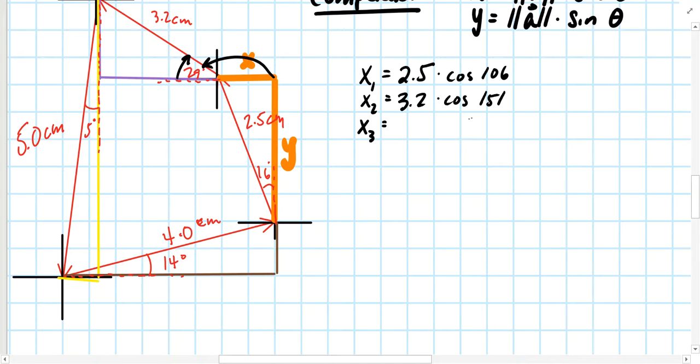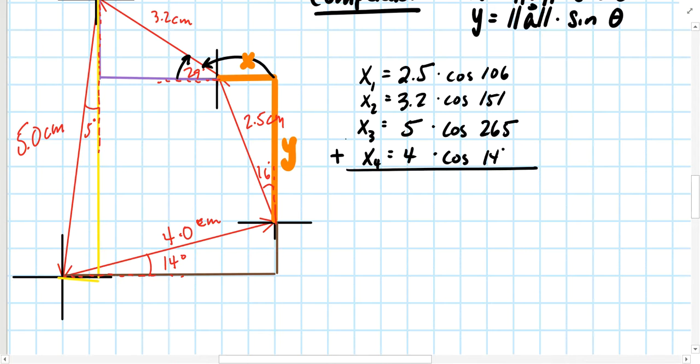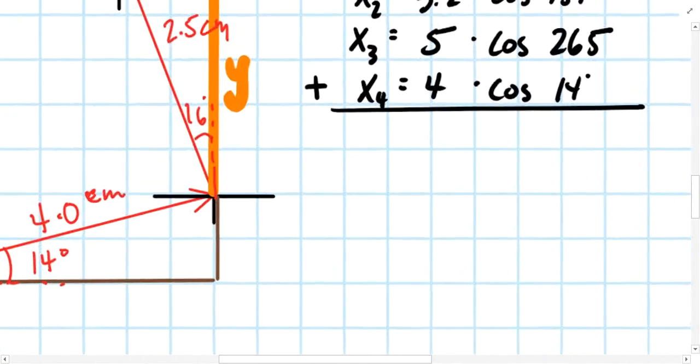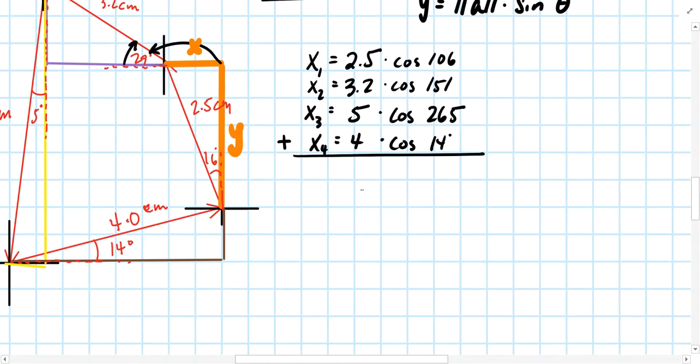X3 we will measure at 265 degrees, so that's 5 times cosine of 265. And for X4, well, that one's oriented correctly for us, so we'll call this one 4 times cosine of 14 degrees. And this is very nice because if I sum all of these horizontal components, then the end result is going to be the difference between our starting position and our ending position. And we would like for this to be 0, because if it is 0, then that confirms that the horizontal position of our print head is 0 units horizontally different from the beginning.